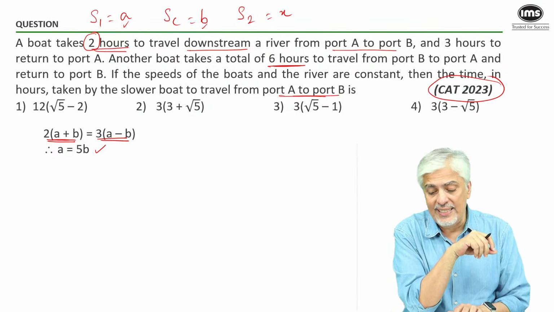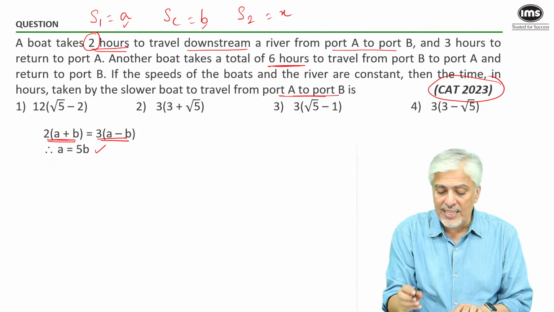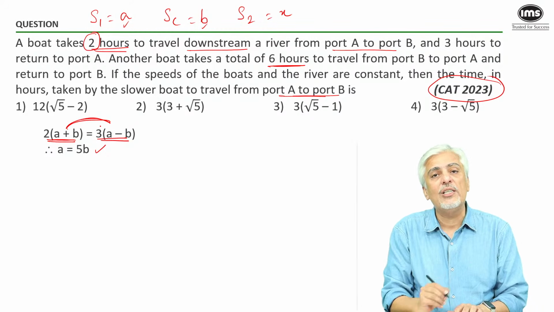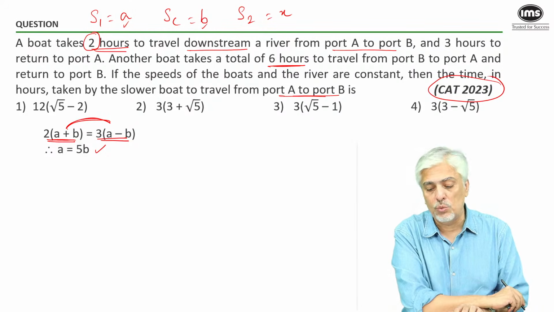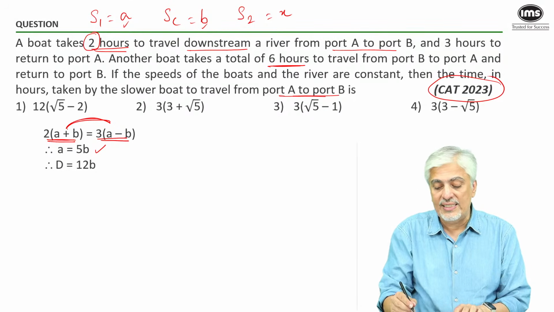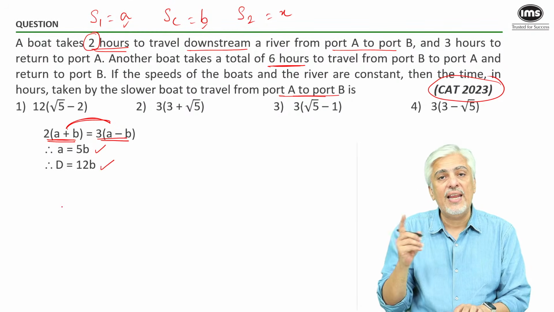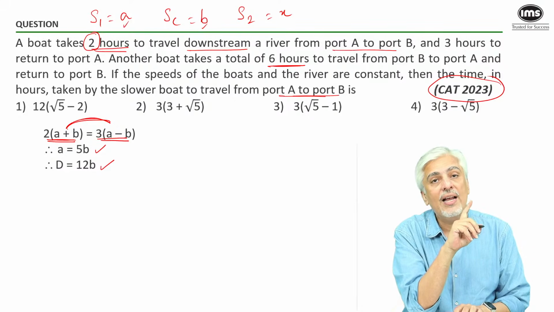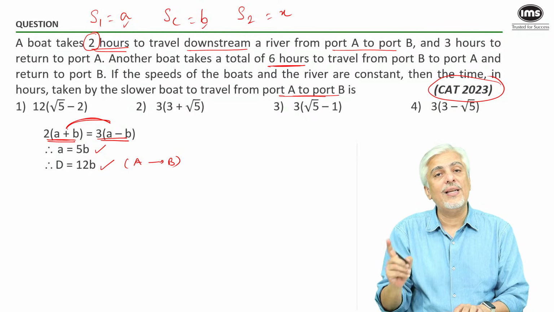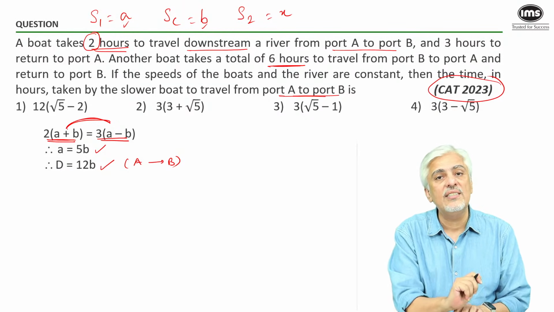Once we got A is equal to 5B, let's put A in any one of them. That means either here or here, anywhere let's put the value of A. Suppose if I put it in the first case, so what will I get? 5B plus B is 6B, 6B into 2 is 12B. So, can I say my total distance between A and B is 12B? I'll repeat this. The distance between A to B, one-way journey, is 12B. I've got the distance in terms of B.